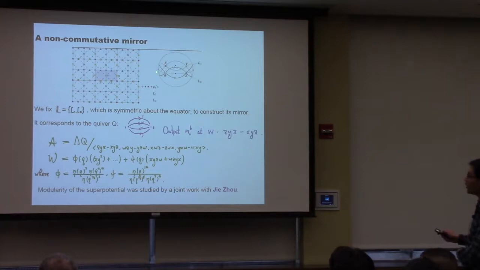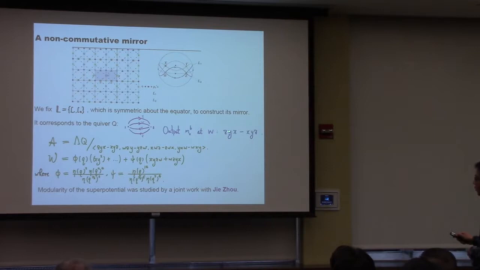And then we consider the output of m0 at W. So there are roughly two terms at least, ZYX and XYZ. Because it is symmetric, they just cancel, so this is just zero. The main point is that because we are considering a quiver algebra, these two are not the same element. So this is just a relation. Because these are non-commutative variables, I'm not saying that these two are equal.